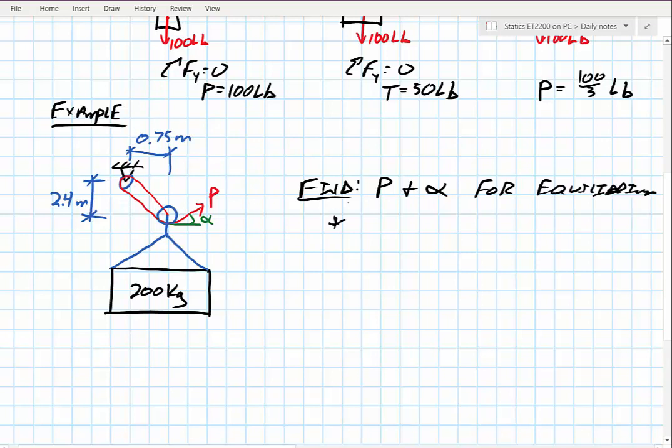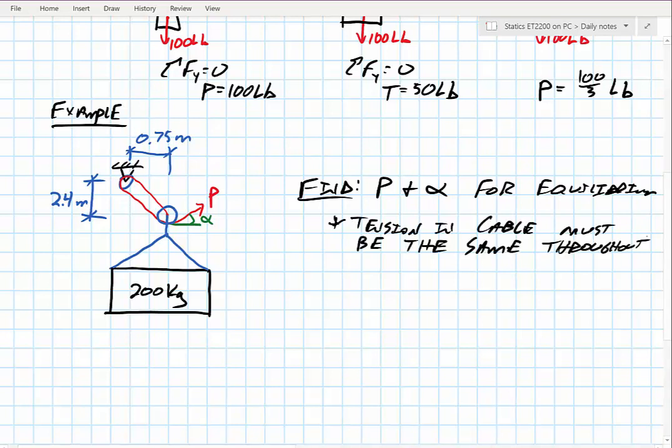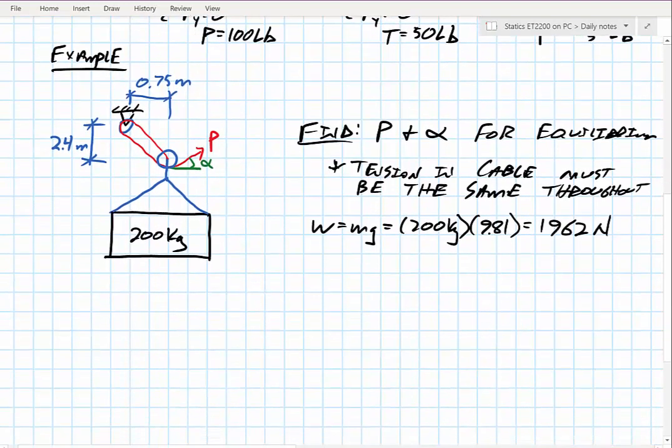So here's the key to this problem. I know that the tension is the same anywhere within this cable. Alright, so let's start by looking at what weight we're supporting. I know weight is equal to mass times gravity. We have a 200 kilogram crate. Multiplying that times our 9.81 meters per second squared gives me something like 1962 newtons. So that's our force we're supporting.